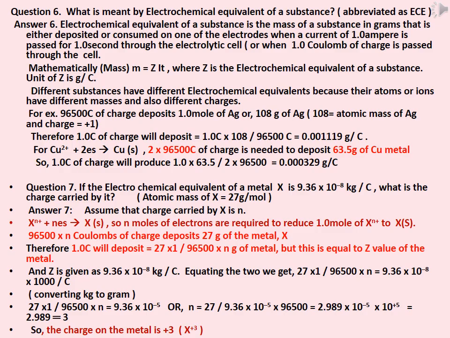So, what is 3? n, the charge carried by X. Therefore, the charge on the metal X is plus 3. It can be represented as X3+.